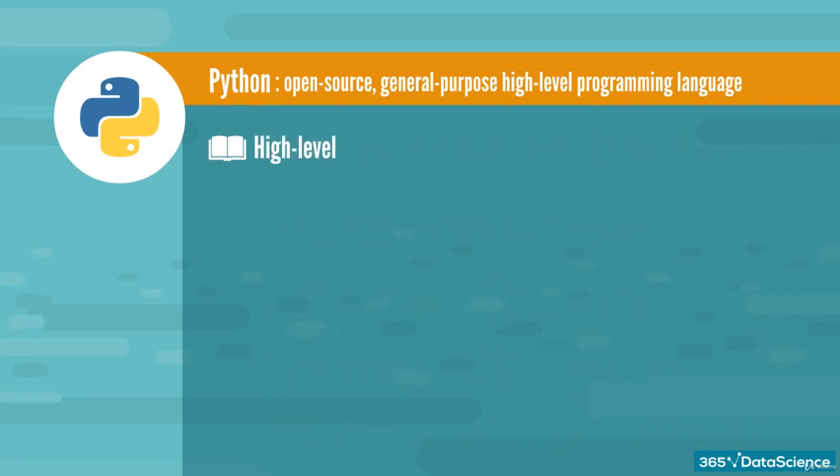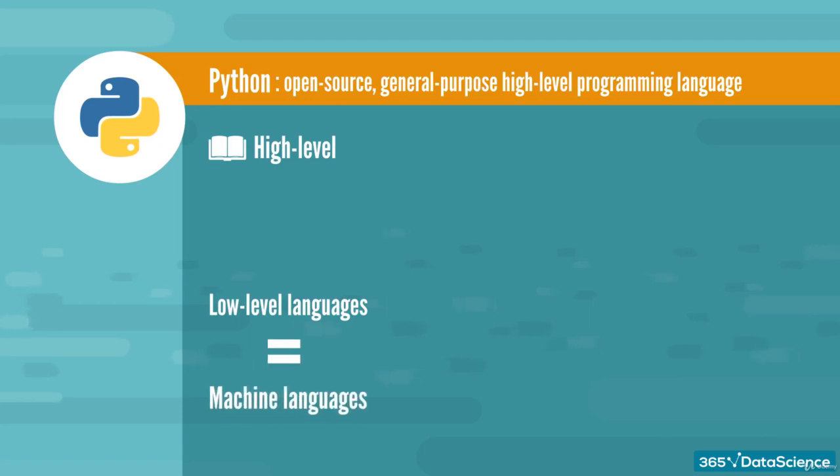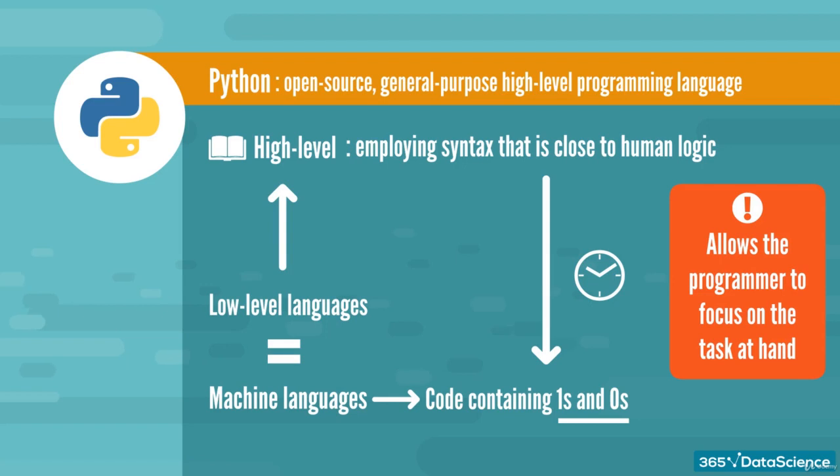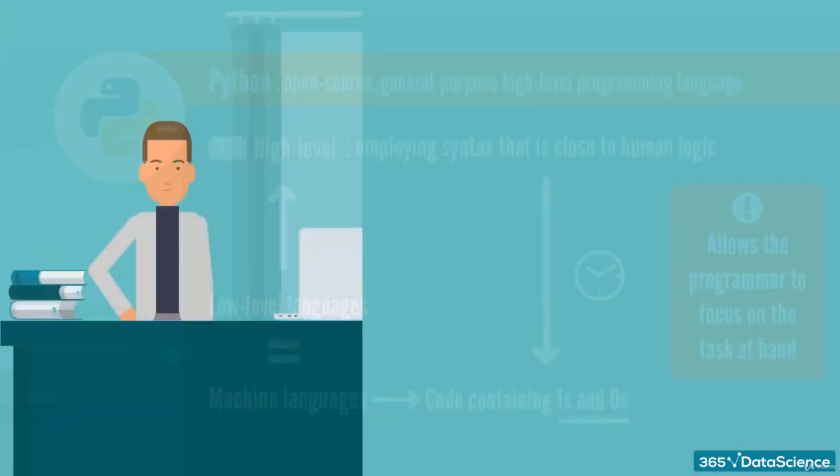High level is a slightly more technical expression. Broadly speaking, computers can run programs written in low-level languages only, also called machine languages. Here, you can imagine code containing ones and zeros. Therefore, high level means employing syntax that is close to human logic, which makes the language much easier to learn and implement. The code you write will be interpreted into a lower-level language only later. In other words, it will be transformed into ones and zeros so that the computer can execute the relevant operation. Thus, a high-level language allows the programmer to focus on the task at hand, instead of trying to figure out unreadable lines of code. All right.